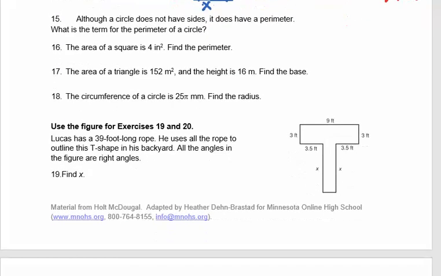Numbers 15 through 18 say to answer this question. So 15, I'm going to let you do. It says, although a circle does not have sides, it does have a perimeter. What do you call that?